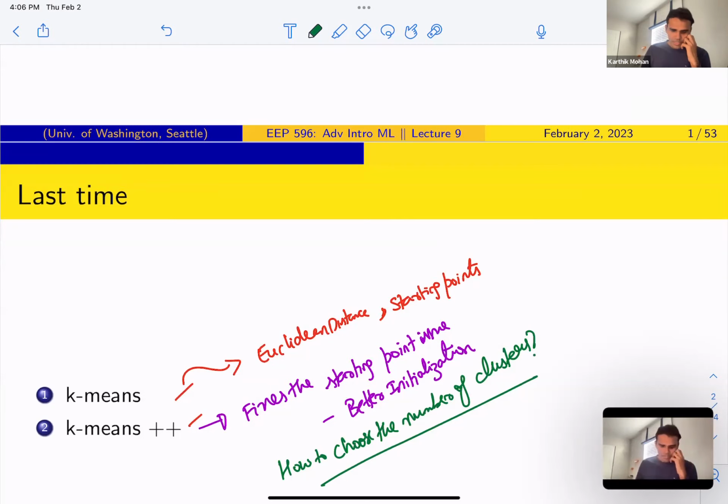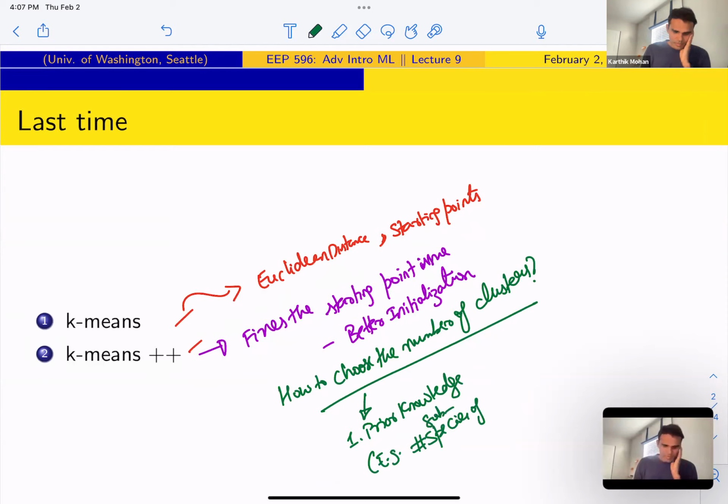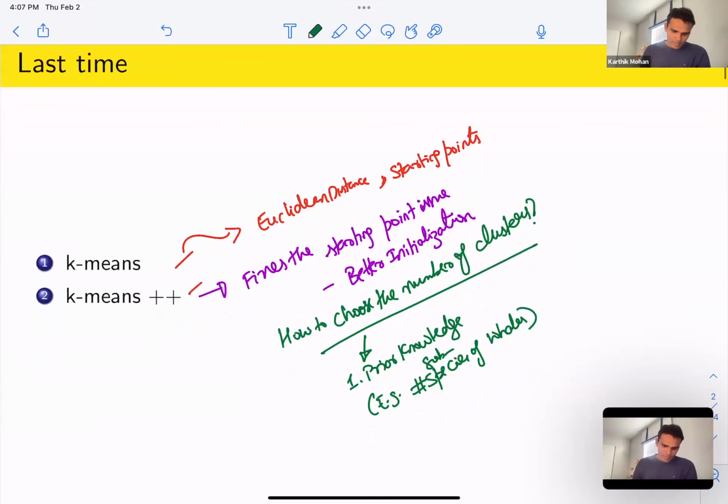So you can have some prior knowledge that informs this, for example the number of species or subspecies of, let's say, whales. You have some data from there, and you expect a certain number of subspecies, so you want to try out different numbers of clusters. Maybe you say, okay, let's try 5, let's try 6. Does it make sense? So that can be one approach.